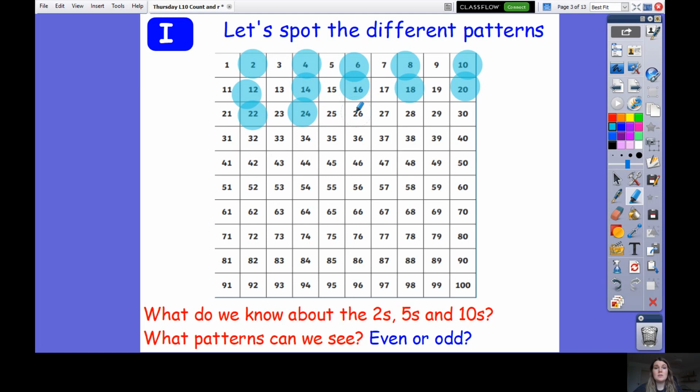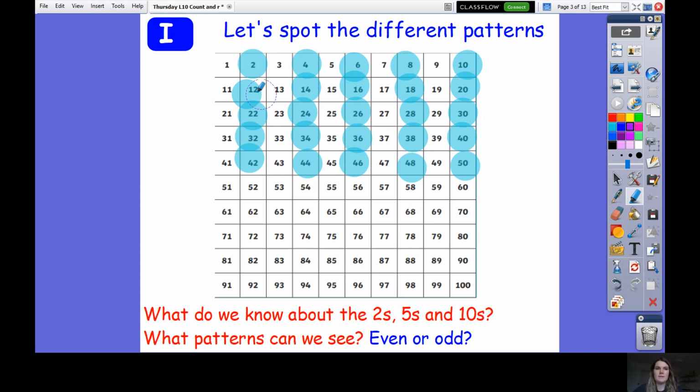22, 24, 26, 28, 30. Keep going. 32, 34, 36, 38, 40. You can definitely keep going. You ready? 42, 44, 46, 48, 50. Oh my goodness. Wow. That is some big counting there. So there are twos. Let's see if we can spot a different pattern. What other pattern can we see here?